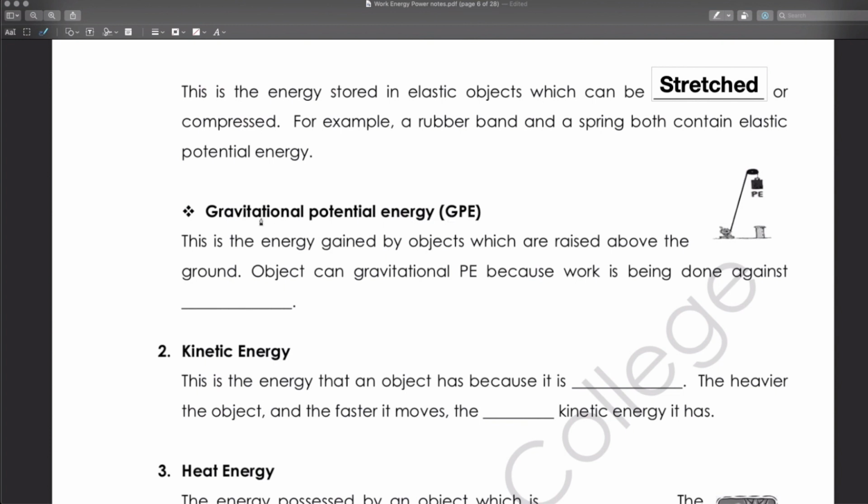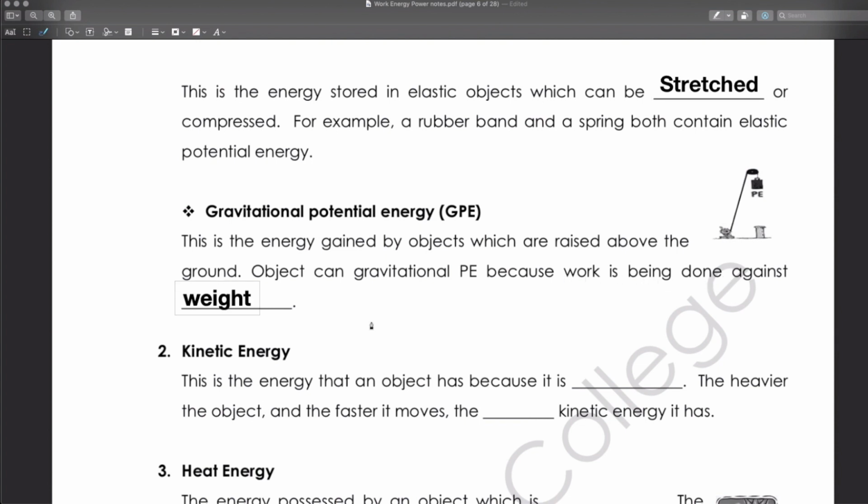The third type of potential energy is called gravitational potential energy, sometimes referred to as GPE for short, because gravitational potential energy is too long of a word. This is the energy gained by objects which are raised above the ground. Objects can have gravitational PE because work is being done against weight.